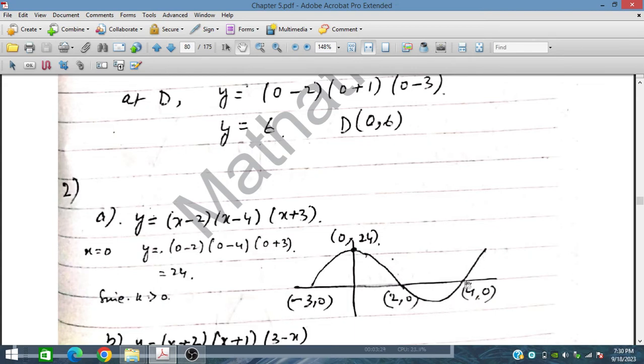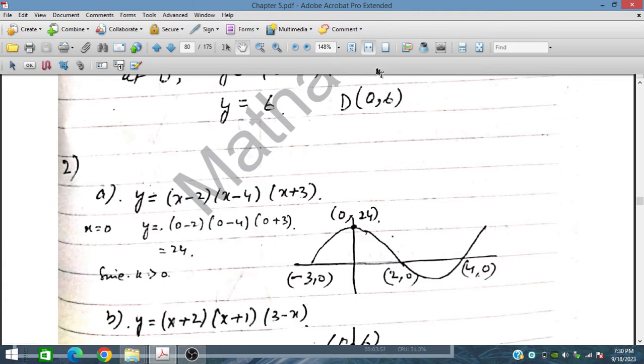At 4 it will intersect, at 2 it will intersect, at minus 3 it will intersect, and it will intersect the y-axis when x is equal to 0. So substitute 0 and then y will be obtained. So 4 times 2 times 3 is 24. So 0 comma 24 is this point. So we'll draw this curve, extending upside and downside.